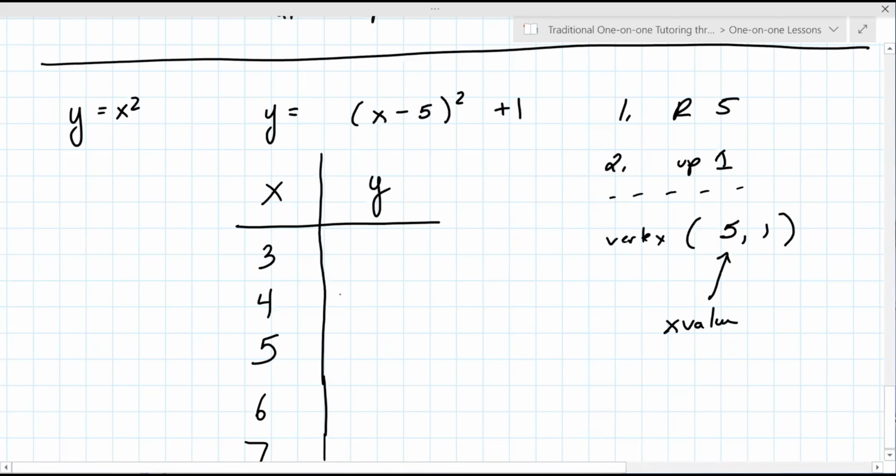Would it just be the y equals parentheses squared? So are you talking about the first one? Yeah. So parentheses 3 minus 5 squared plus 1. Okay. So I'm assuming you have to solve the 3 minus 5 first. Yeah, you do, it's inside parentheses first.